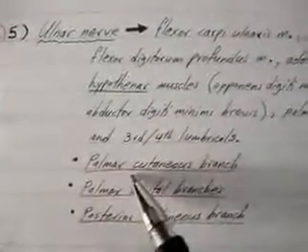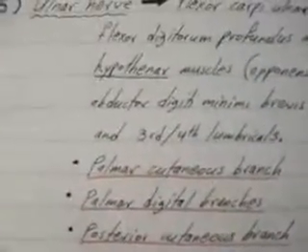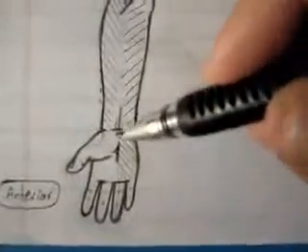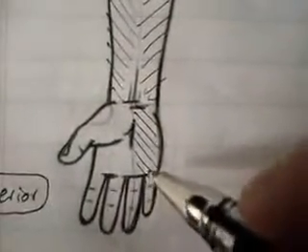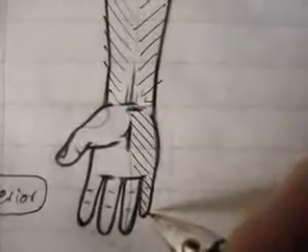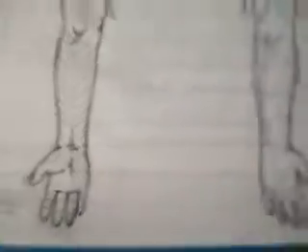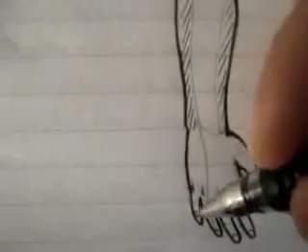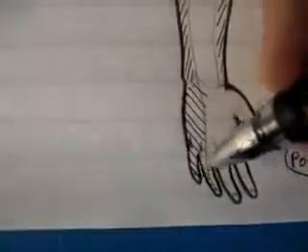The ulnar nerve also gives off 3 cutaneous branches: the palmar cutaneous branch, palmar digital branches, and the posterior cutaneous branch. The palmar cutaneous branch is the palm of the hand, right here. That's the palmar cutaneous branch. The palmar digital branches are all of this finger and half of this finger. And the posterior cutaneous branch, you can see it from the posterior view, is here. All of the posterior, including the fingers, and half of this finger.